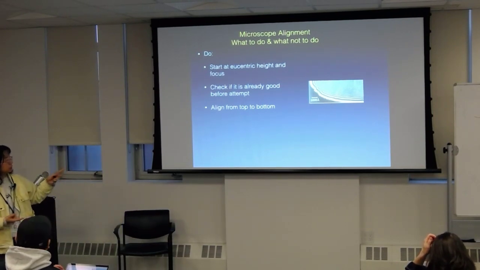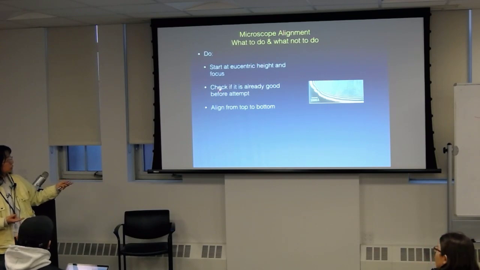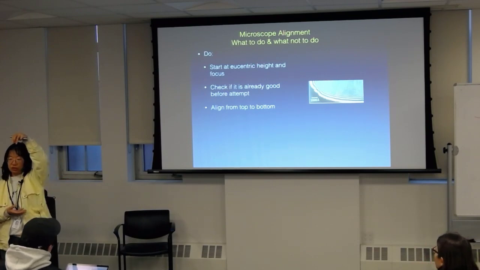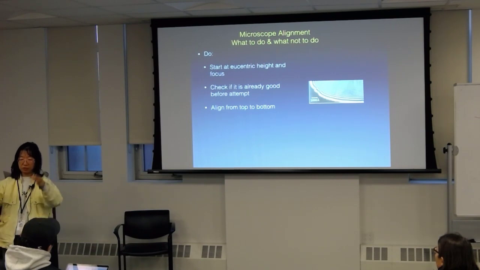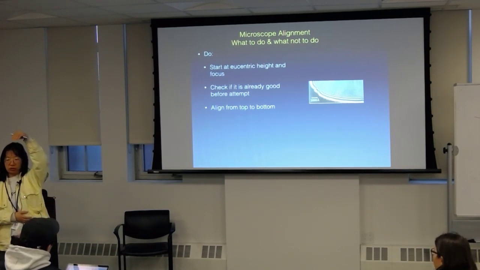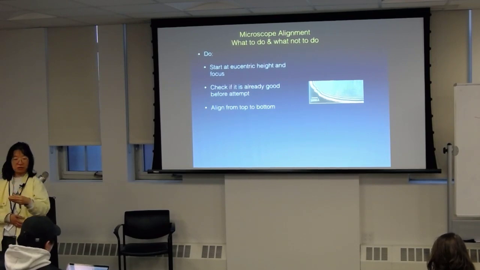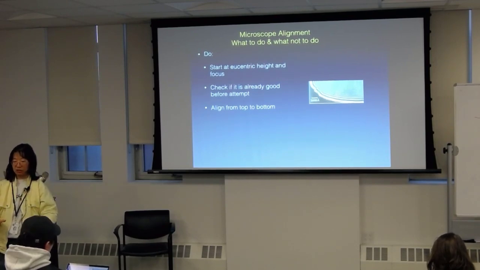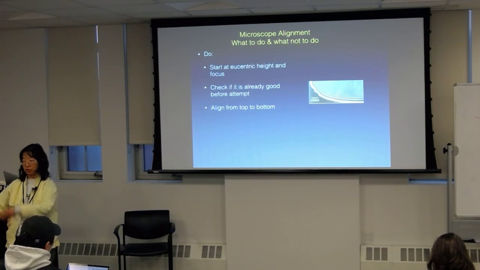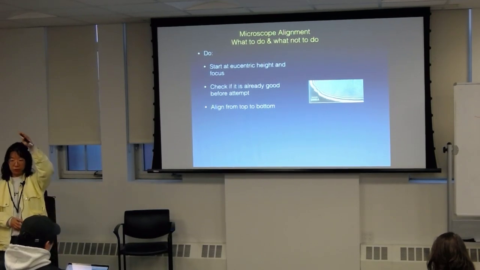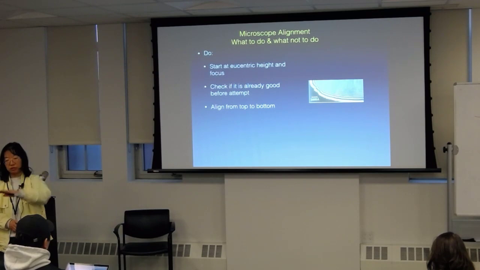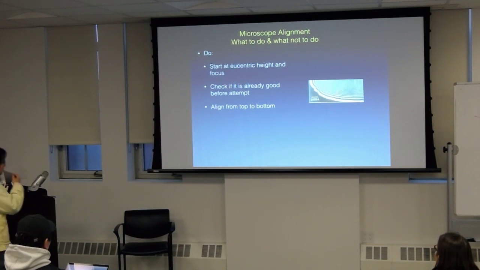The next thing I always want people to do is that your alignment should go from the top to the bottom. It shouldn't be the other way around. Okay, you always make sure your gun is aligned, your condensing system aligned, then your objective system aligned, then your projection and intermediate system is doing the right diffraction, so that when you go to different magnifications, it's not going to move around. But always do the top first. Unless those are good, don't do anything at the bottom, because you'll be wasting your time and making things worse.